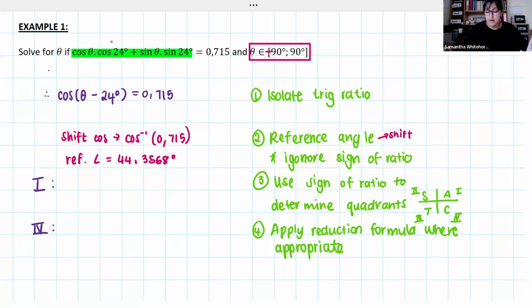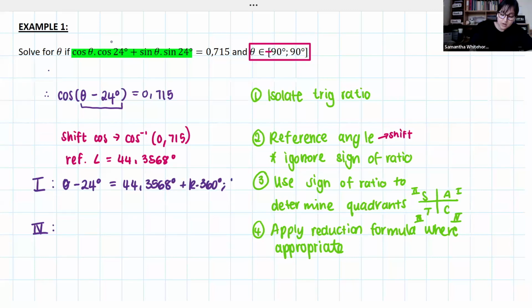Now we start to apply our reduction formula. Now in quadrant 1, there is no reduction formula. It's just theta. Now what we do is we take the angle of my trig ratios. In this case, it was theta minus 24 degrees. And we make it equal to whatever the reduction tells me to do. Because this is quadrant 1, it's just equal to my reference angle, 44,3568 degrees. I'm now working with angles, so I have to have that plus k times 360, where k is an integer.